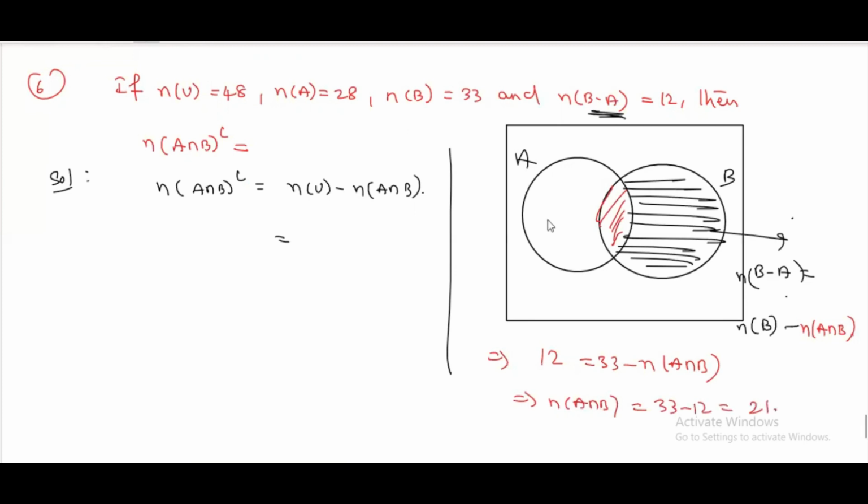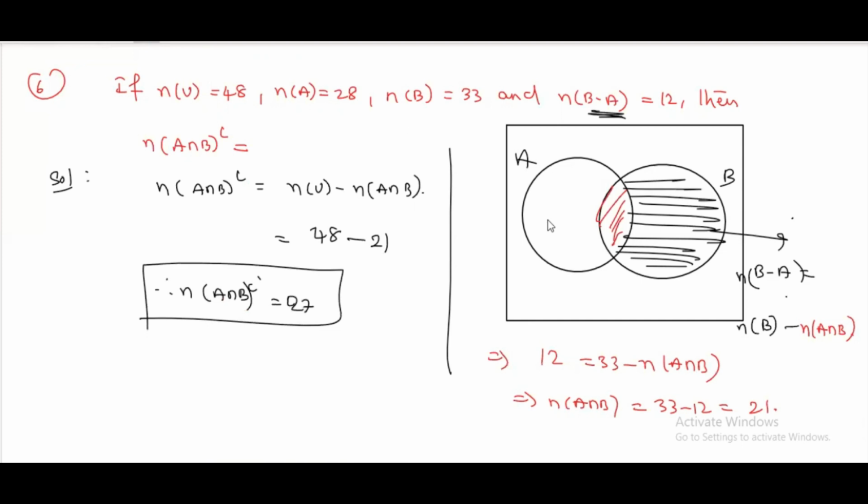So let's substitute that here. n(U) is 48 minus n(A intersection B), which is 21. So therefore we will get n of (A intersection B) complement is equal to 27. So this is the answer for this question.